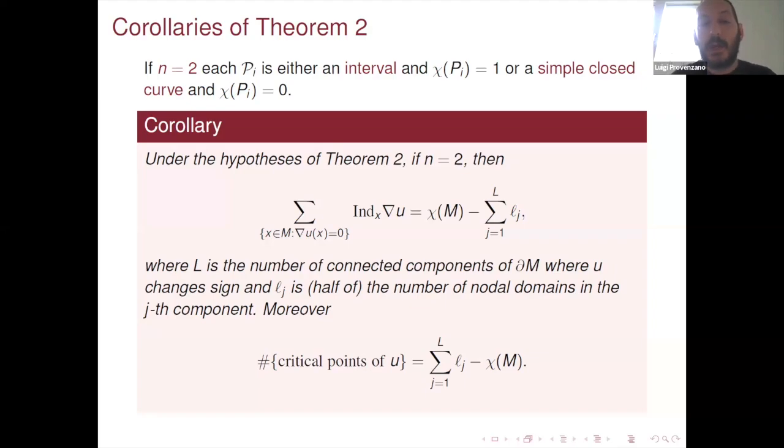And since, again, we are in the case of a surface, and since, again, interior critical points are saddles, we have that the number of critical points is just equal to the number of these sign changes of the eigenfunction on the boundary, minus the Euler characteristic of M. So this is a very precise count for critical points of a Steklov eigenfunction on a surface, which holds generically. Okay, so this is the corollary for surfaces.